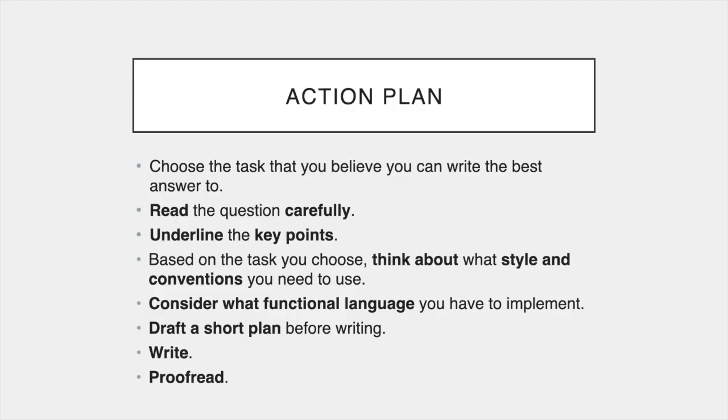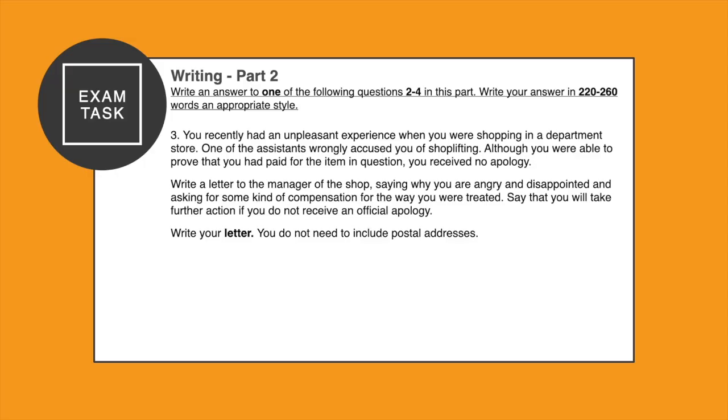Now, let's have a look at creating an action plan. Choose the task that you believe you can write the best answer to. Read the question carefully. Underline the key points. Based on the task you choose, think about what style and conventions you need to use, using opening or closing sentences, for example. Consider what functional language you have to implement. Write a short plan before writing. Write and proofread. So let's take a look at an example complaint letter question from the exam.